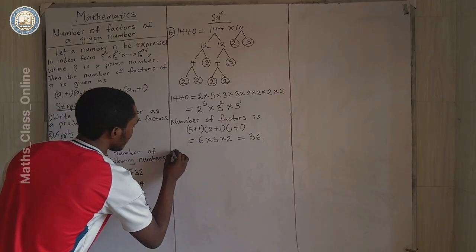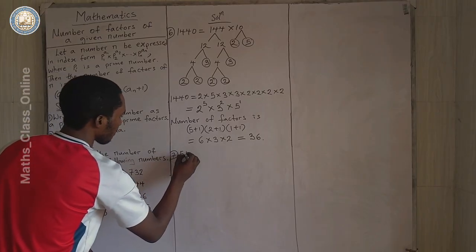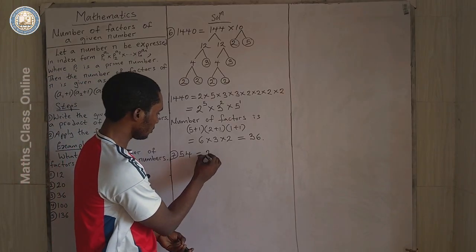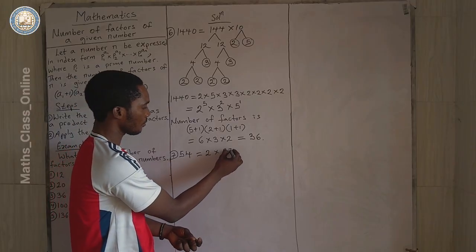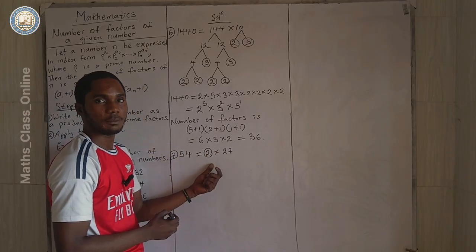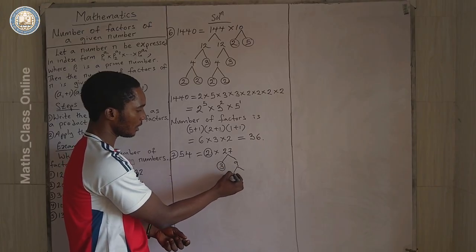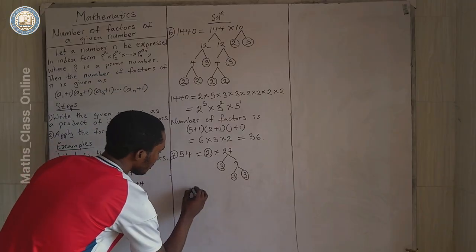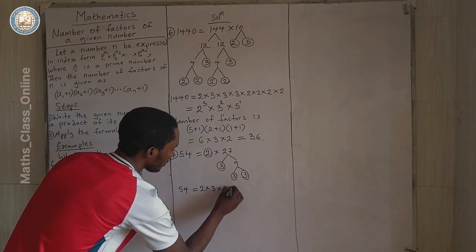Next example. 54. This is even number. It is divisible by 2. So we have 2 multiplied by 54 divided by 2, that is 27. 2 is a prime number. 27 is also 3 times 9. 3 is also a prime number. But 9 is not a prime number. 9 is 3 times 3. So we have 54 to be 2 times 3 times 3 times 3.